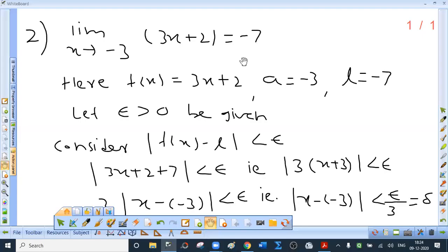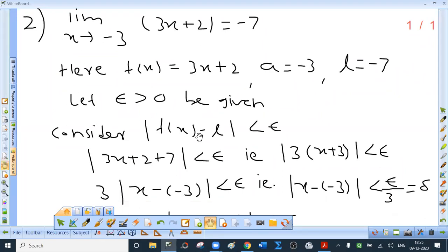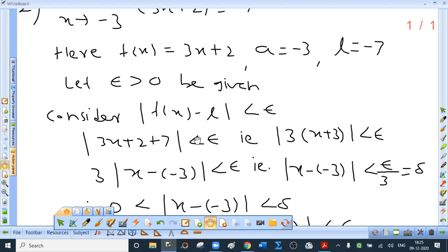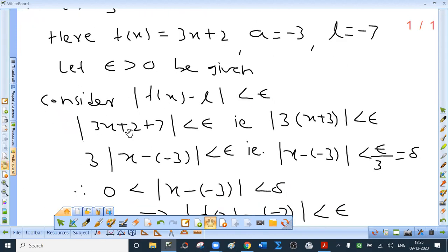So in the second sum, limit x tends to minus 3, 3x plus 2 is minus 7. So this is f(x), this is a, this is L. Let epsilon be greater than 0 be given. Consider mod of f(x) minus L less than epsilon. Substitute the values: 3x plus 2 minus minus 7. So plus 7 means 3x plus 9.